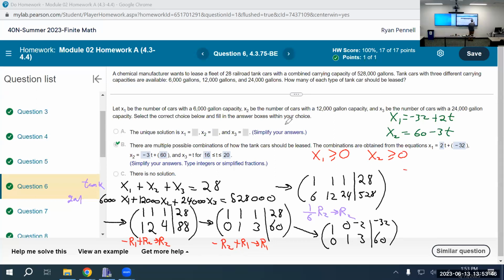So here I have negative 32 plus 2t is greater than or equal to 0, and 60 minus 3t is greater than or equal to 0. And that's where I found that t has to be between 16 and 20. Okay, that's how I found that. So these are my inequalities.